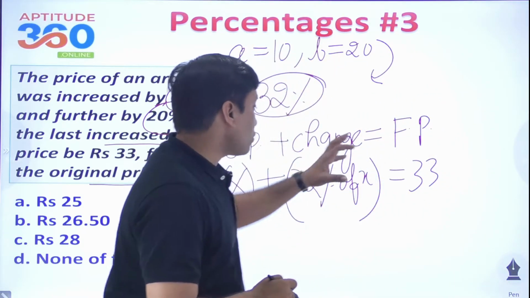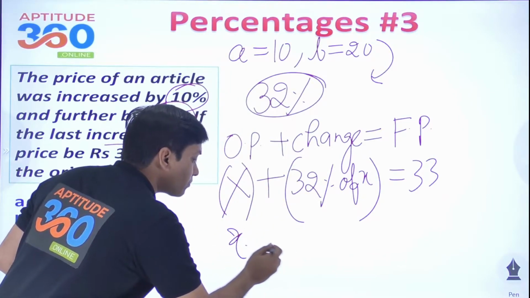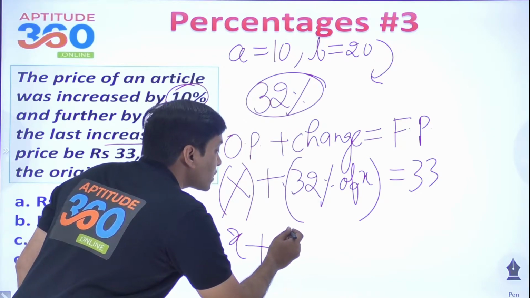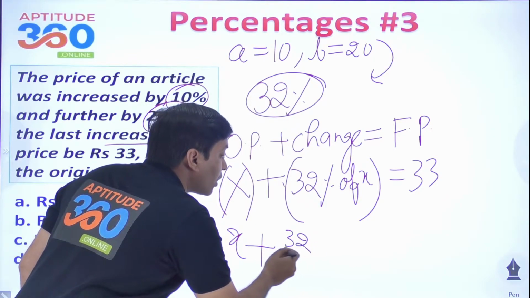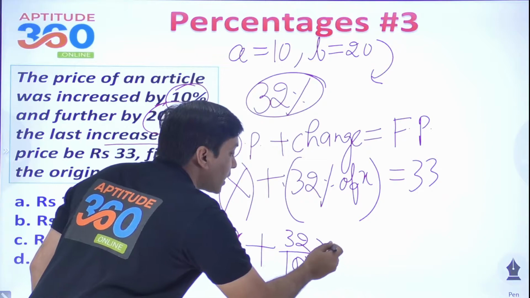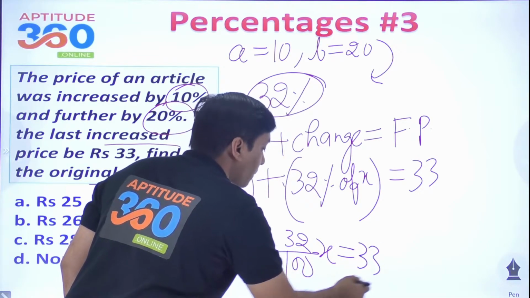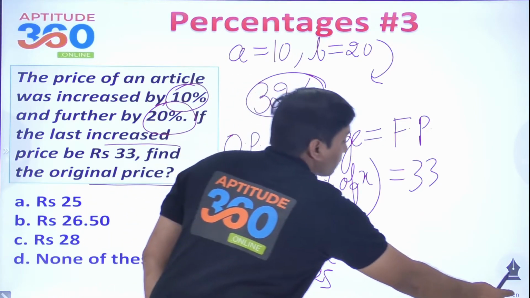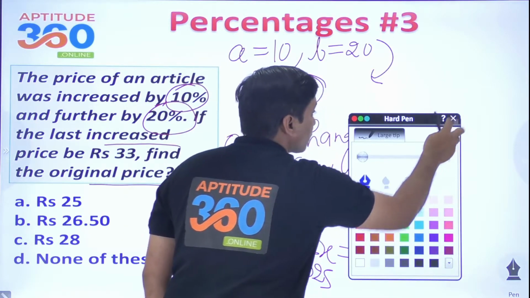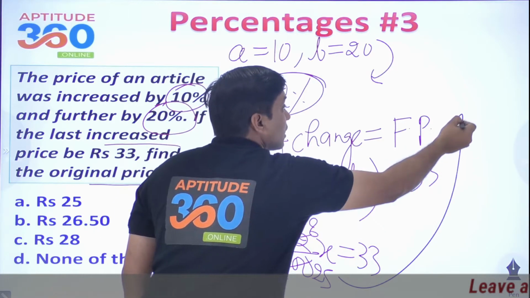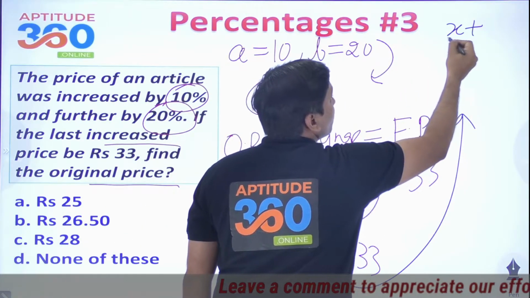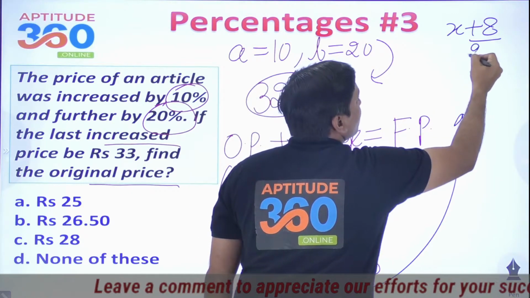Now this is what we need to simplify. This is x, which is the original price, and then 32% of x. So if you simplify 32 upon 100 into x, this value is 33. Now this is 8 and this is 25. If you simplify this further, it comes out as x plus 8 over 25 x.